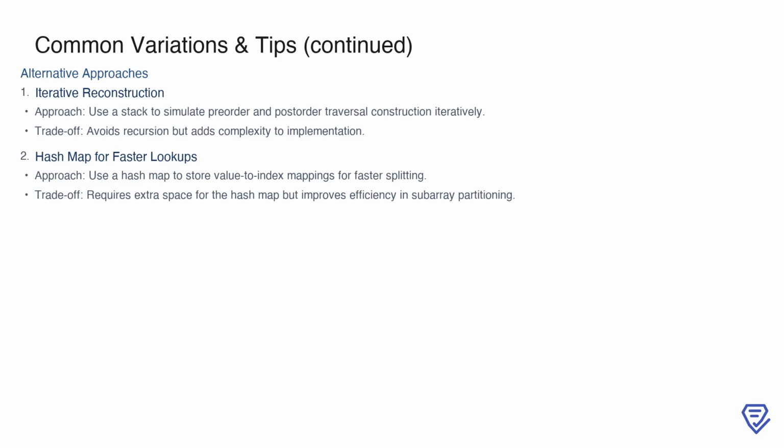One option is iterative reconstruction. This involves using a stack to simulate the preorder and postorder traversal process iteratively, which avoids recursion but can add complexity to the implementation. Another method is to use a hash map for faster lookups. By storing value to index mappings, you can efficiently partition the arrays during reconstruction. While this approach does require extra space for the hash map, it can significantly improve the efficiency of your solution, especially when working with large trees. These alternatives can be useful depending on the constraints or requirements of the problem you're solving.